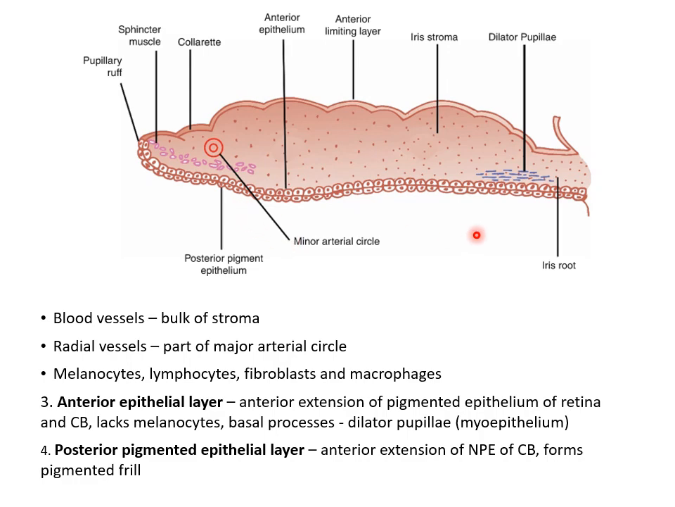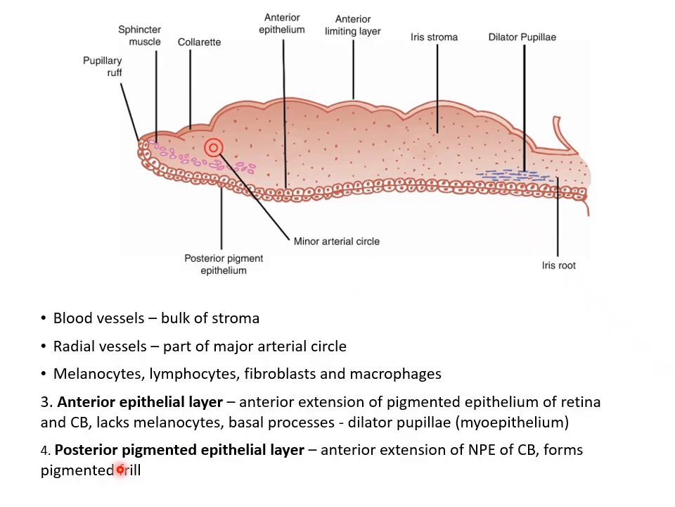Also, developmentally, it is continuous with the layers of the retina. So the anterior epithelial layer is nothing but the anterior extension of the pigmentary epithelium of the retina and the ciliary body. This is the anterior epithelium. It lacks melanocytes, and it has basal processes which give rise to dilator pupillae.